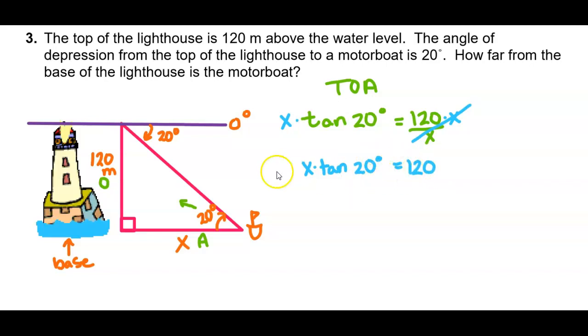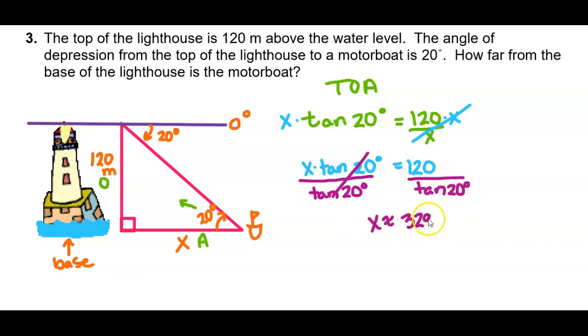So as our final step to solve for x, we are going to divide both sides by tangent of 20. Make sure that you're in degree mode when you type this in your calculator. So approximately, this distance we're finding is 329.7 meters. That is the distance from the base of the lighthouse to the motorboat. All right, that's a wrap on that one.